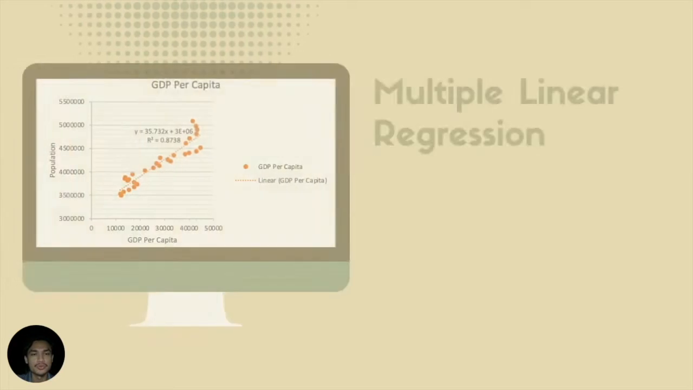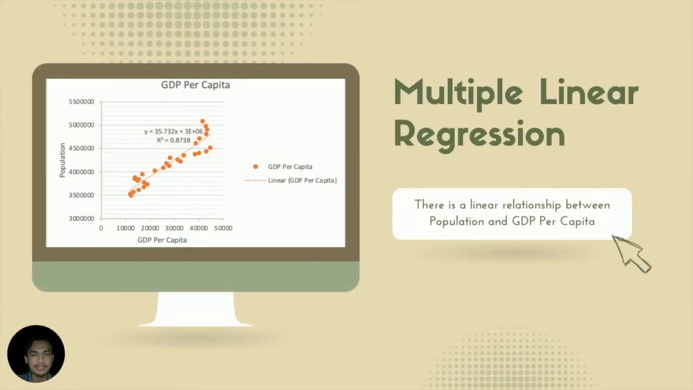Next, we look into the first section, which is the multiple linear regression. This regression is between GDP per capita and the population. The equation is y equals 35.732x plus 3 exponential 6. We believe that there's a linear relationship between the population and the GDP per capita.